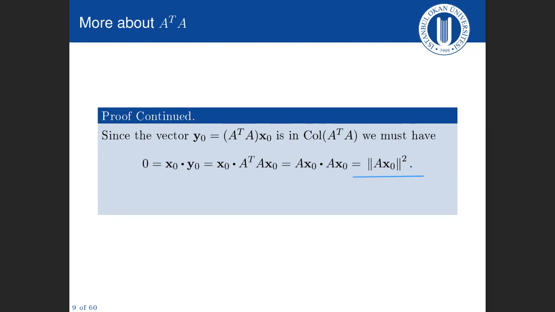So look what we have. The norm of Ax0 squared is 0, so the norm is 0. The only way we can have the norm of a vector be 0 is if the vector itself is equal to 0. So we've proved that Ax0 is equal to the 0 vector, and then we're finished. This proves that A transpose A has the same null space as A.